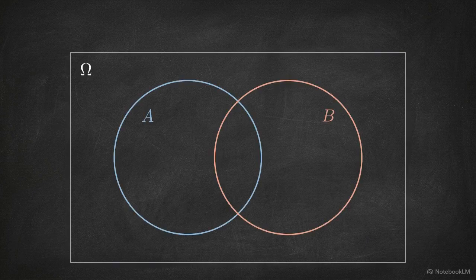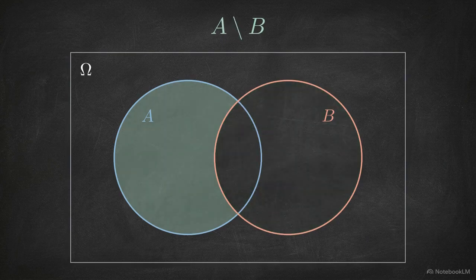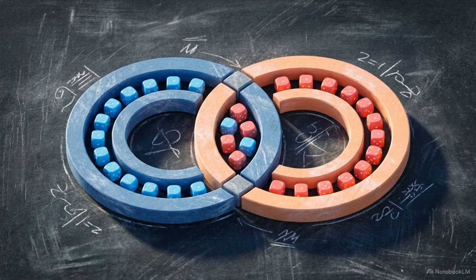We use Venn diagrams to visualize how subsets interact. Circles A and B represent two conditions. The intersection represents outcomes satisfying both. The union includes outcomes satisfying A, B, or both. The difference isolates A by removing B. The complement identifies everything outside of A. These four operations allow us to isolate the specific events we need to measure.